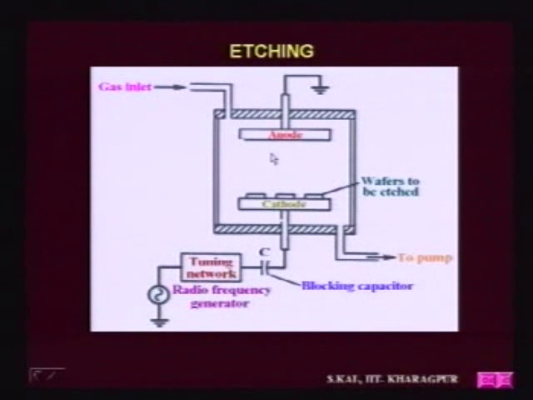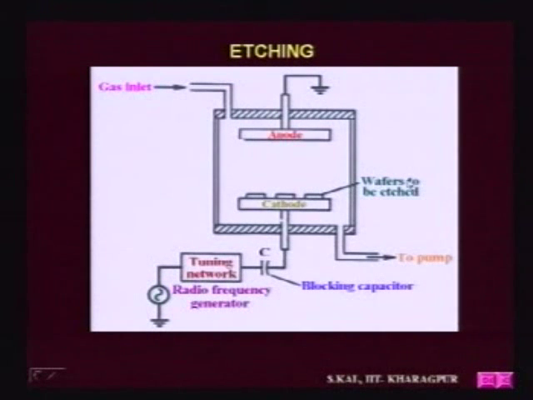Now, I can show you a diagram of the plasma chamber. Here you can see the anode and cathode, and an RF power generator. A tuning network helps you match the RF power to the cathode, and there is a blocking capacitor C. The gas inlet is through this path, the anode is grounded, and there is a pumping out line. This is basically the actual chamber of RF sputter etching.